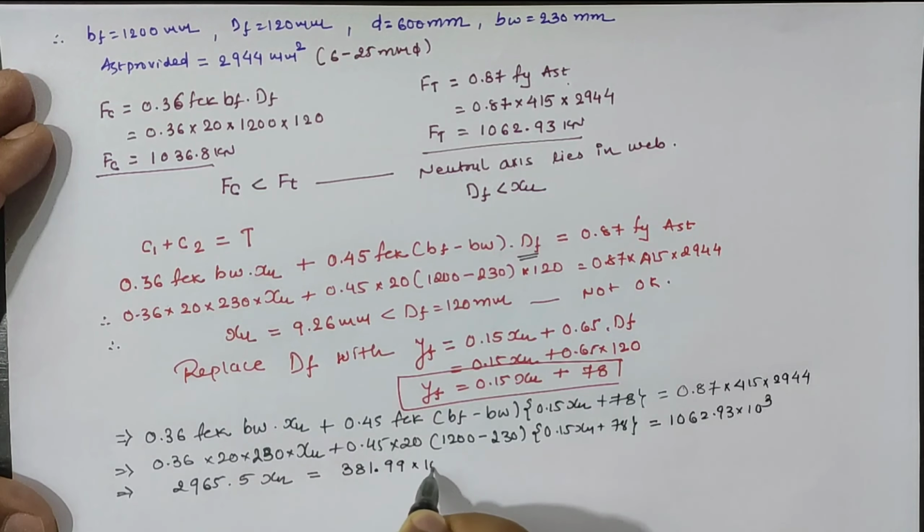Now solving this equation, we have the value of Xu, which is equal to 128.81 mm. Now this value is greater than the value of Df as 120 mm, hence the value is okay.